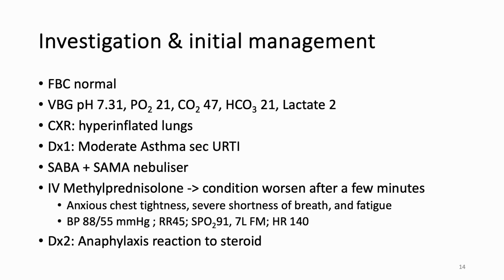So putting all this together, the patient is having moderate asthma secondary to upper respiratory tract infections. The team has given the patient a short-acting beta-agonist plus a short-acting muscarinic antagonist nebulizer, and as a standard of care, intravenous corticosteroid was given. However, the patient's condition worsened after just a few minutes. She became anxious, developed chest tightness, severe shortness of breath and fatigue.